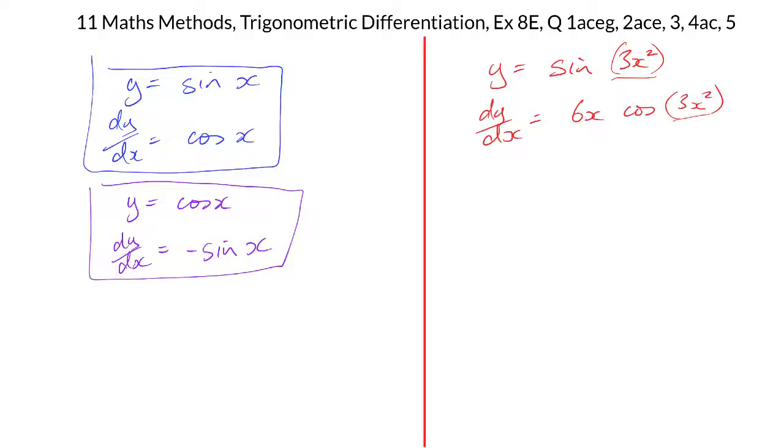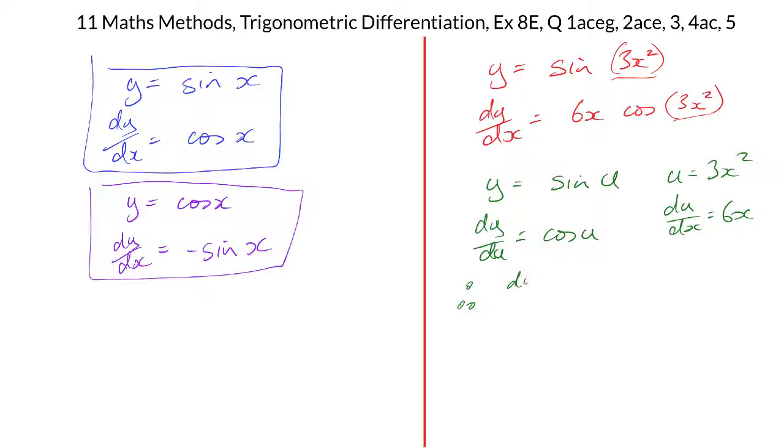Let me explain why using the chain rule. So I'm going to let y equal sine u. So dy/du is simply cos u. But that means u equals 3x squared. So du/dx equals 6x. So therefore, dy/dx equals dy/du times du/dx.